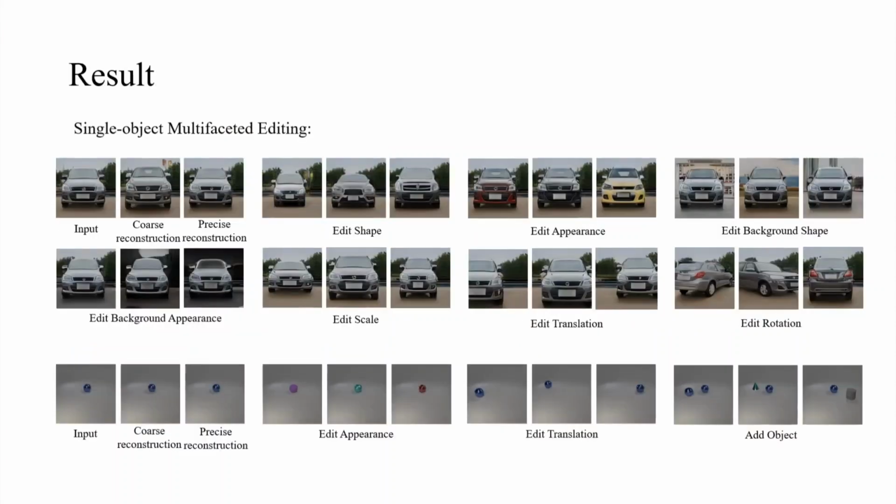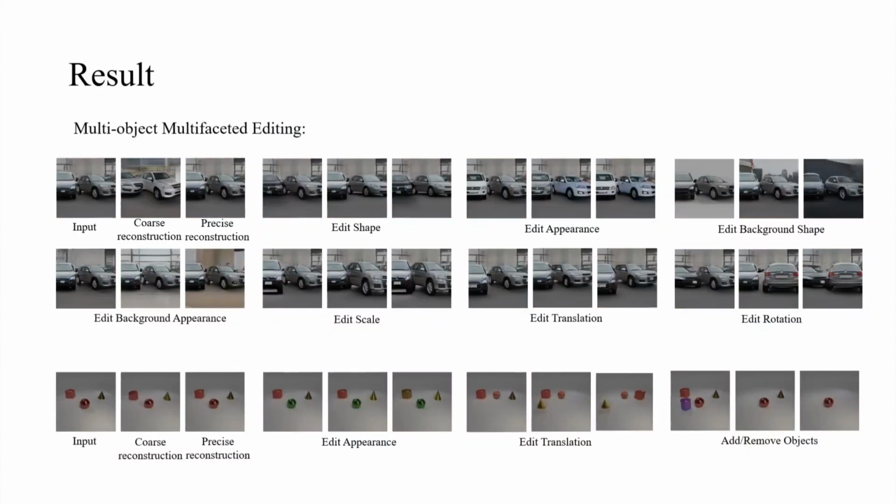Next, we present the results of 3D-GOI. First, we implemented editing of multiple attributes such as object shape, appearance, scale, translation, rotation, etc. on individual objects in the vehicle and CLEVR datasets. Here we demonstrate multifaceted editing of multiple objects. As shown in the figure, due to our successful separation of multiple codes, we can achieve independent or simultaneous editing of any codes. The images show individual edits of two objects in the left and middle images and collective edits of the objects in the right images.